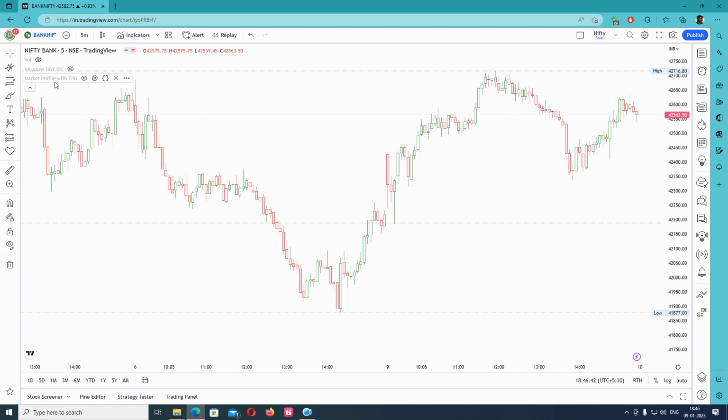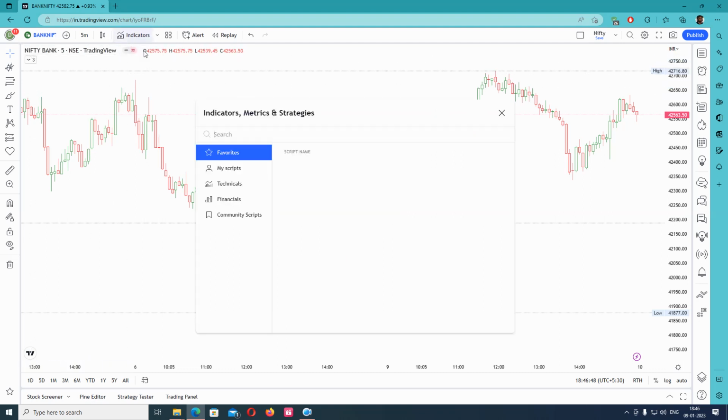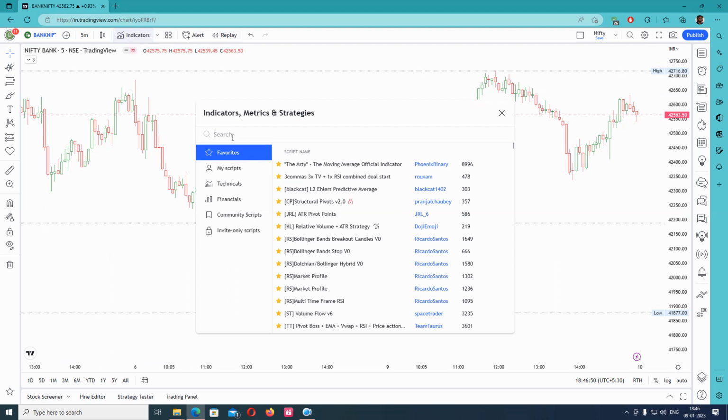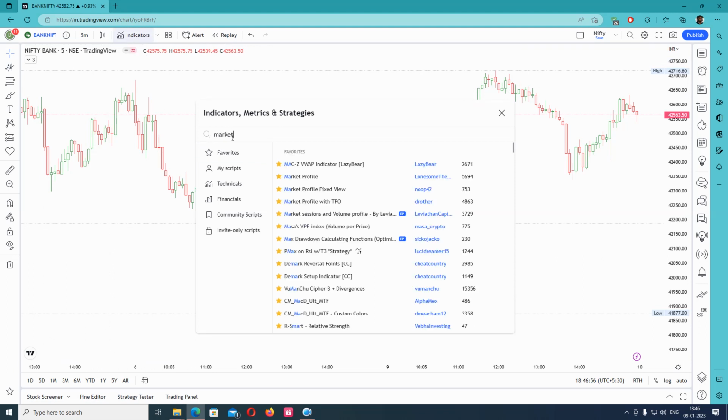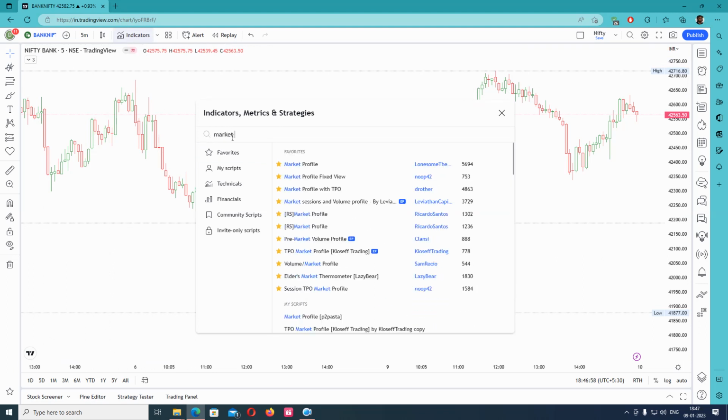First one is a market profile with TPO and another one is anchored volume profile. So let me show how one can find that publicly available indicator on TradingView. So first one is market profile with TPO. This is the indicator I am using here, market profile with TPO by Drother. So already selected, so I just show what the indicator is.